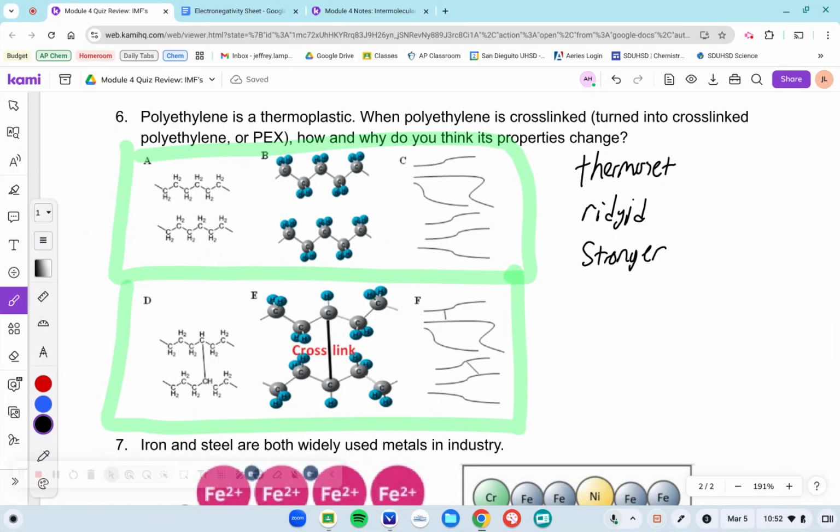This is similar to what y'all did during the polymers lab when you took the PVA, which was just a linear polymer, and then added the sodium borate to make crosslinks, and then you had a crosslink polymer that turned it into like the bouncy ball. It had a stronger, more rigid structure, and it would have been a thermoset.